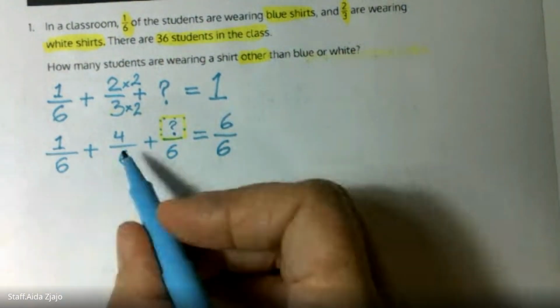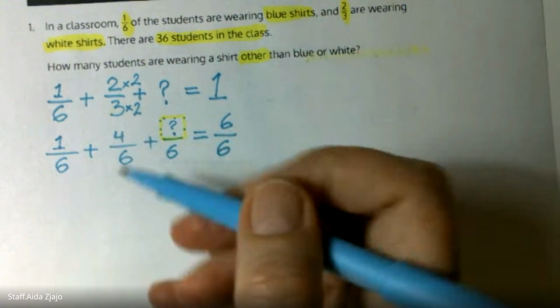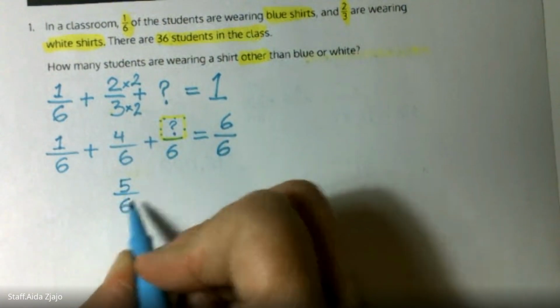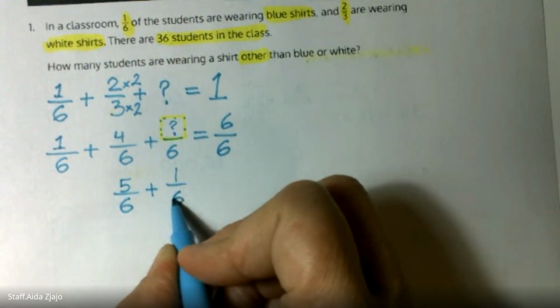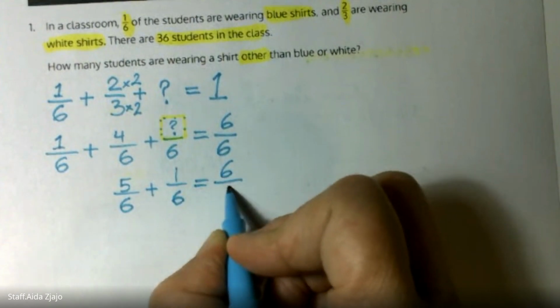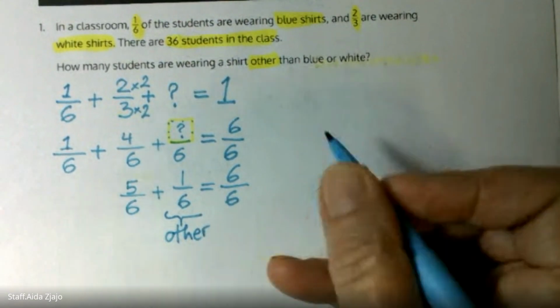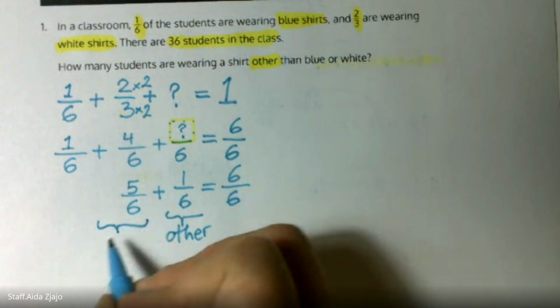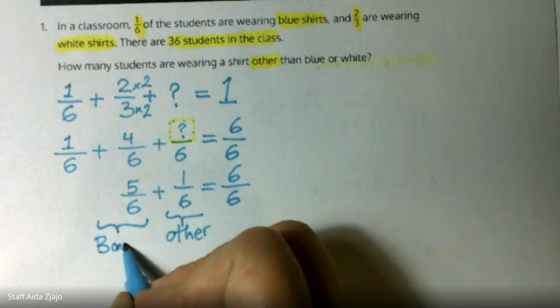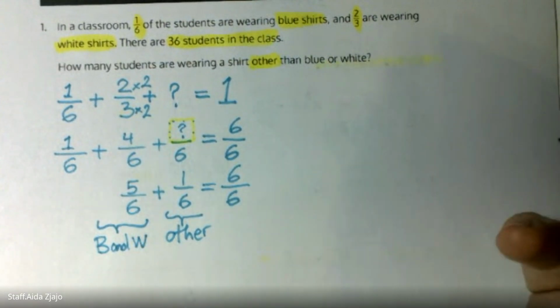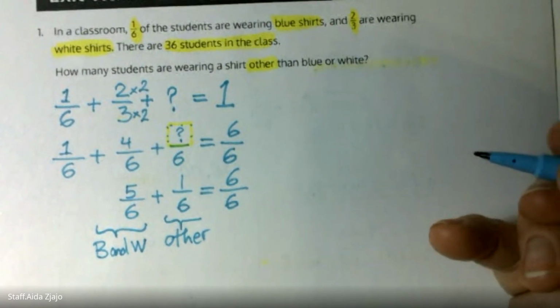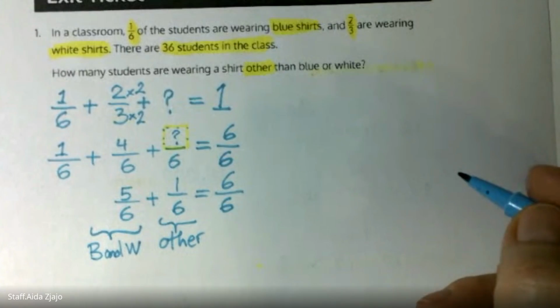So we can think, okay, 1/6 plus 4/6 makes 5/6, plus 1/6 equals 6/6. Here, these are blue and white shirts, and this is other. So we can say this is other, and these are blue and white shirts.